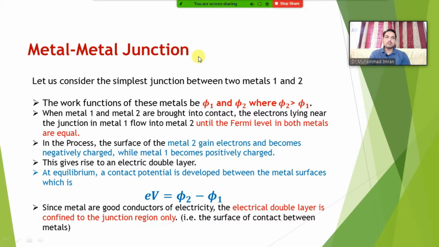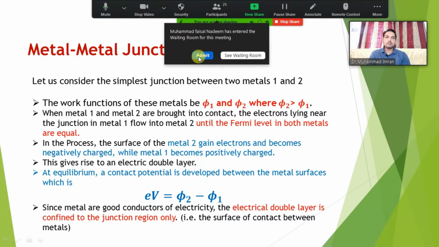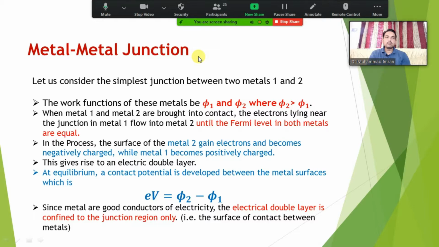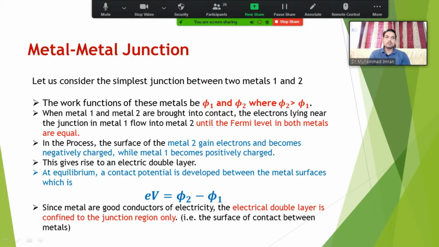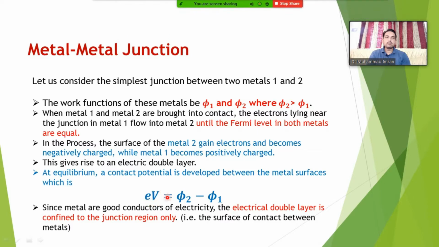So this gives rise to an electric double layer. It gives rise to a barrier-like potential at the junction, but we know that metals have very good electrical conductivity. So this effect only exists at the junction, very close to the junction. And the potential developed between the metal surfaces is basically equal to the difference of their work functions, phi 2 minus phi 1. So this energy eV, the energy of the potential barrier, is equal to the work function of the second metal minus the work function of the first metal, or the difference in their Fermi levels, right?